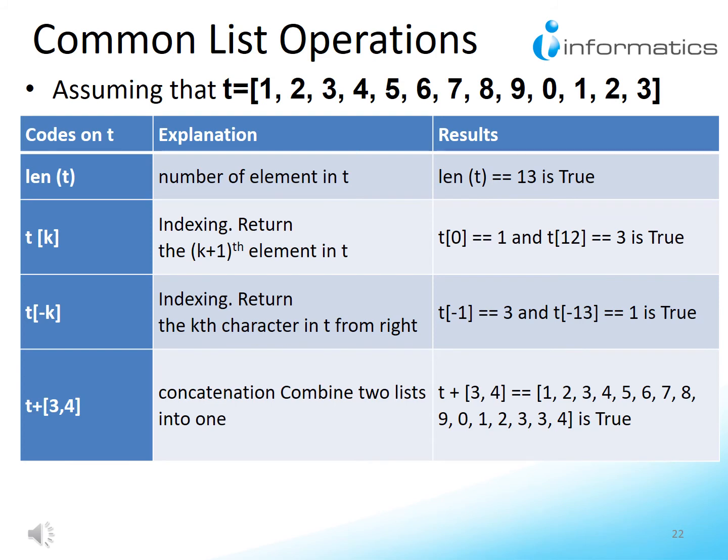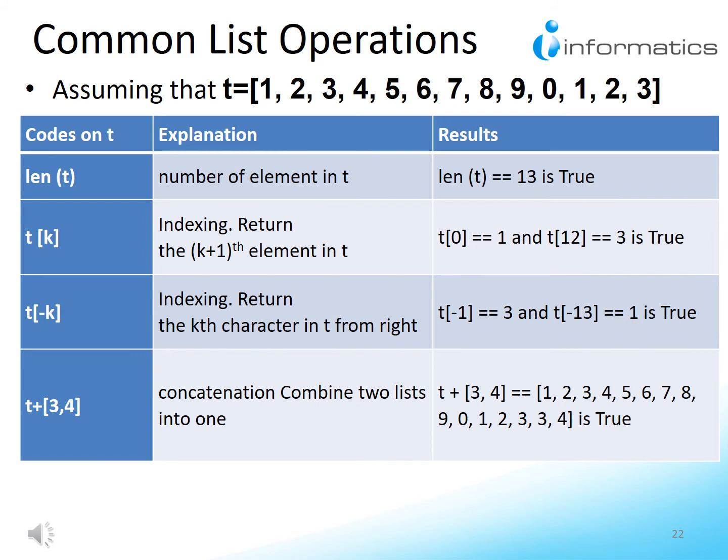The following table shows common list operations. Assuming that T is this 13-element list. The len function: len(T) returns the number of elements in T. For example, len(T) returns 13. Indexing: T[k] returns the k+1 element in T. For example, T[0] returns 1, and T[12] returns 3. T[-k] returns the kth element in T from the right-hand side. For example, T[-1] returns 3.